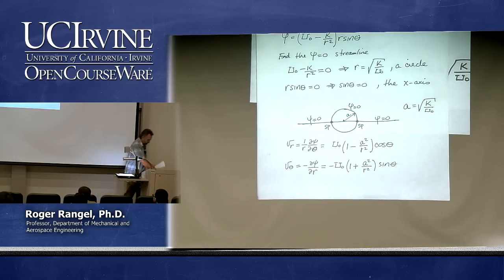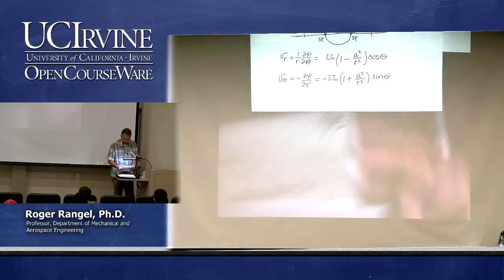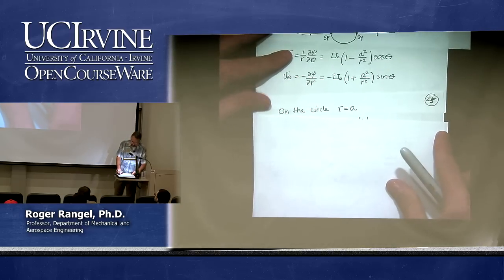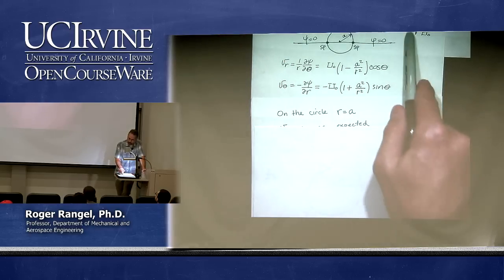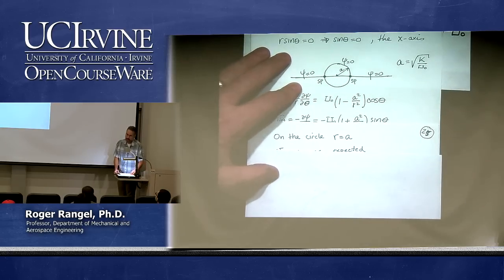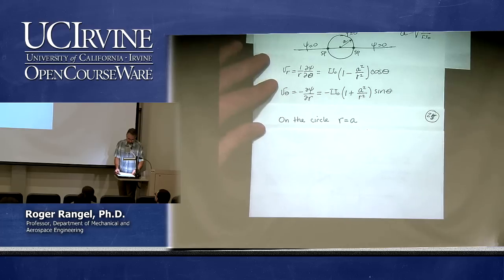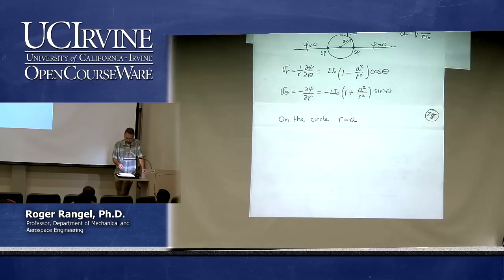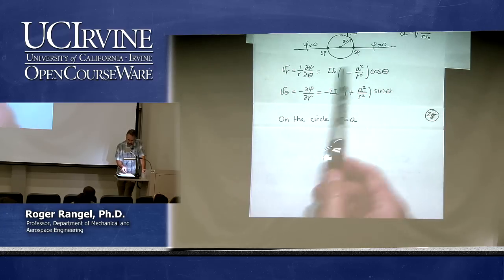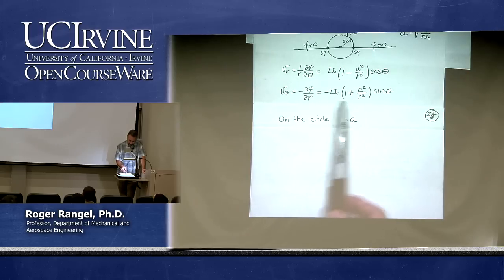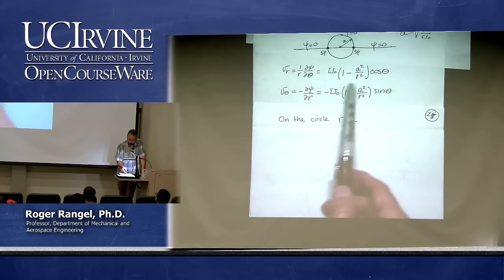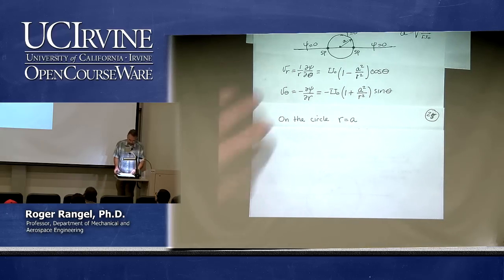So let's see what happens on the circle when r is equal to a. What I did is I called the square root of k over u naught a, just so that I can simplify the writing. So what are the values of the velocities at r equals a? Let's check quickly. v sub r, if r is equal to a, is 0. And if r is equal to a in the v theta expression, then this factor is just 2, so this is minus 2 u naught sine theta. So we can write that down.